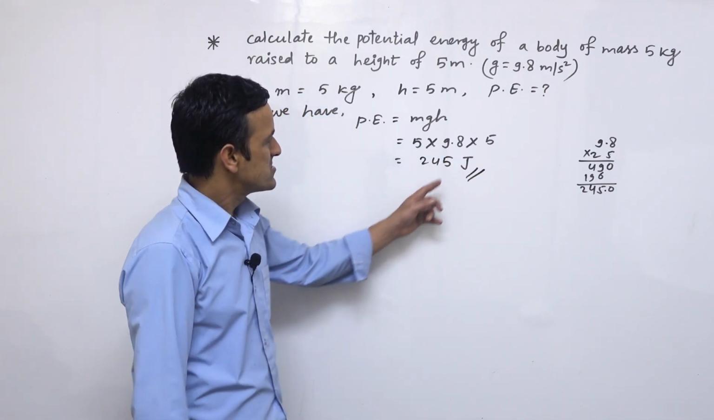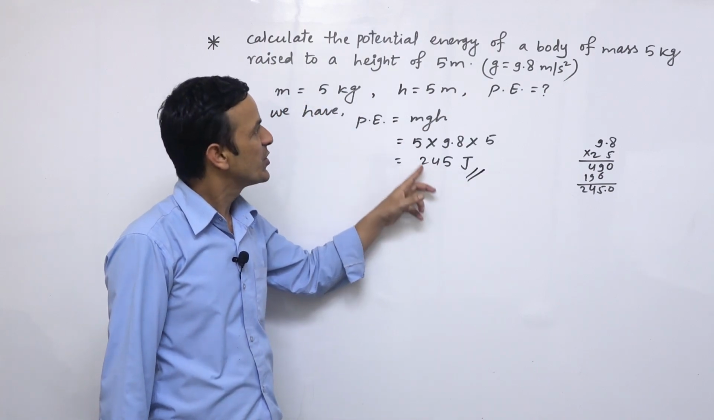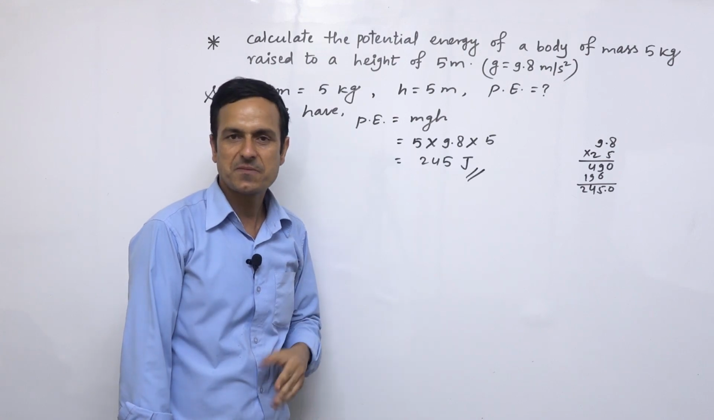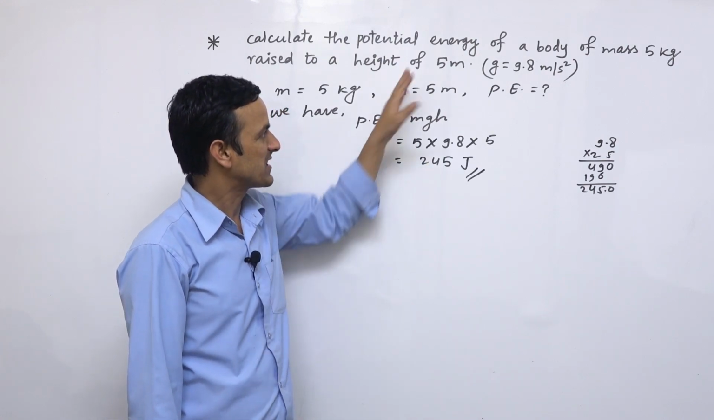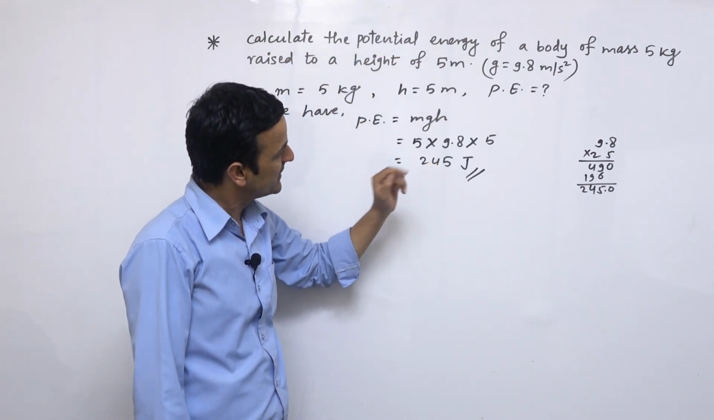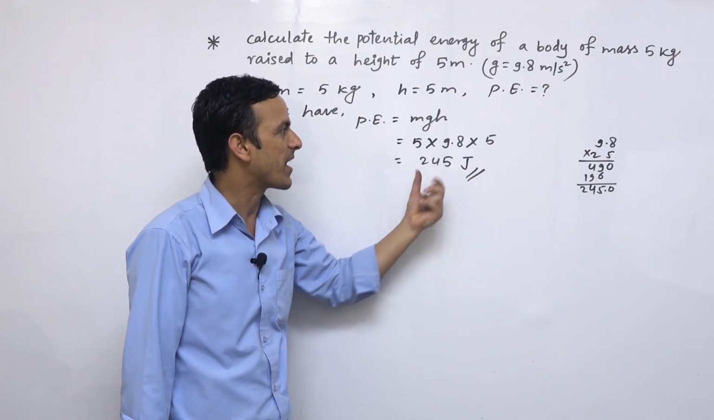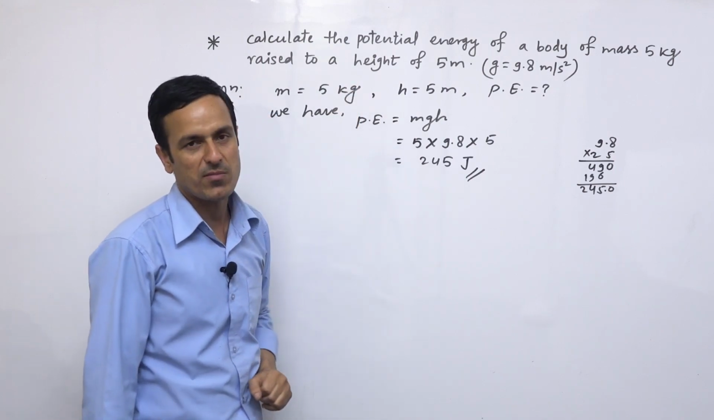So this joule of energy is required to raise the height of 5 meter, whose mass is 5 kg. 5 kg mass भएको objectलाई 5 meter माथि पुर्याउनु पर्यो भने 245 joule को potential energy चाहियो. So this is the required answer for this problem.